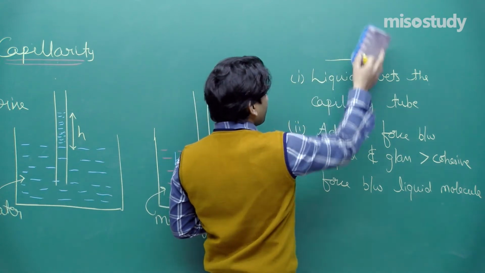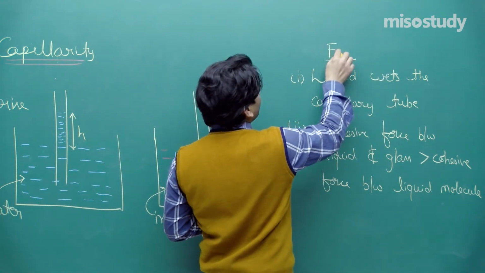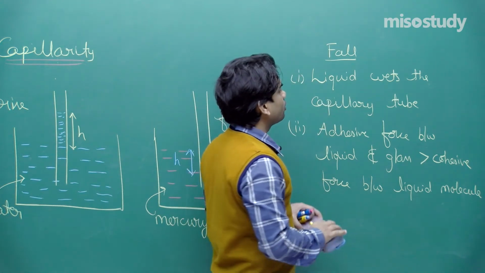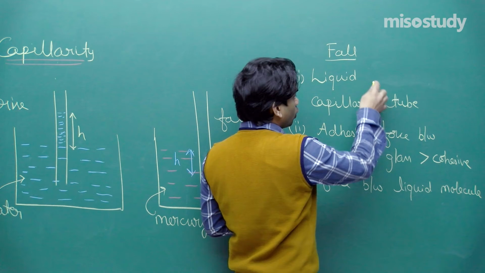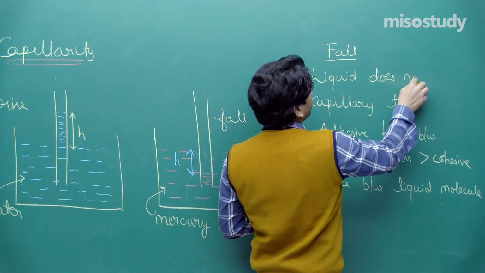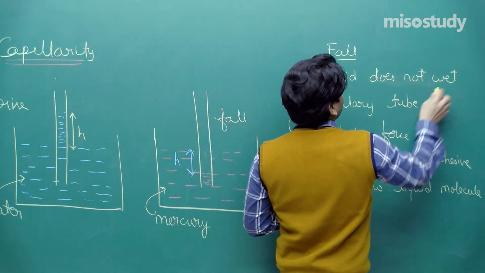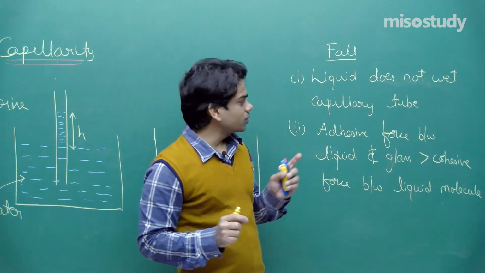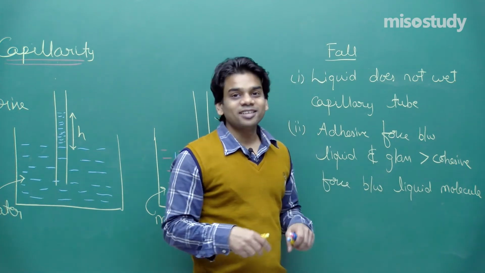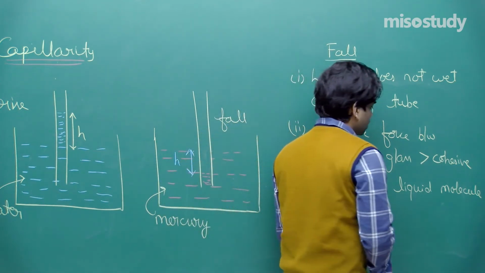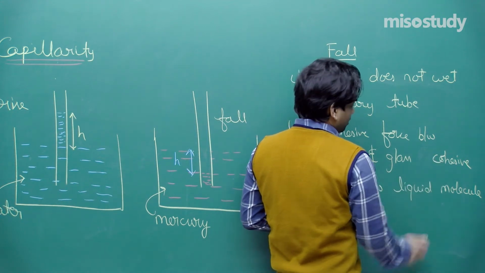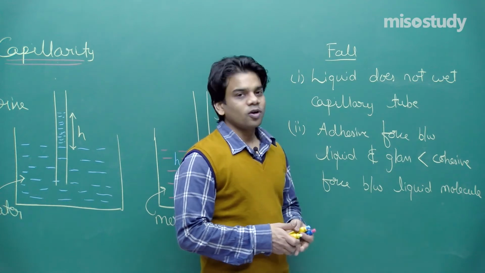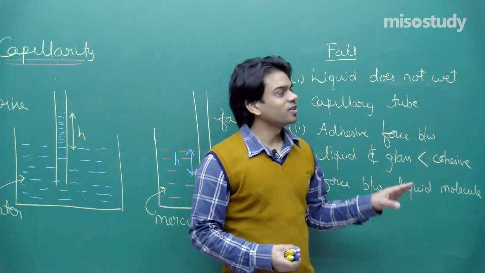Now, next thing: what if there is a fall in the level? If there is a fall in the level, then does the liquid wet the capillary tube? No, it will not wet the capillary tube. Liquid does not wet the capillary tube. That is the first point. Second, the adhesive force between the liquid and glass will be less than the cohesive force between the liquid molecules. So, just change one more point, the inequality sign. It will be less than the cohesive force acting between the molecules of the liquid. So, just change the inequality sign that we use in the case of fall.